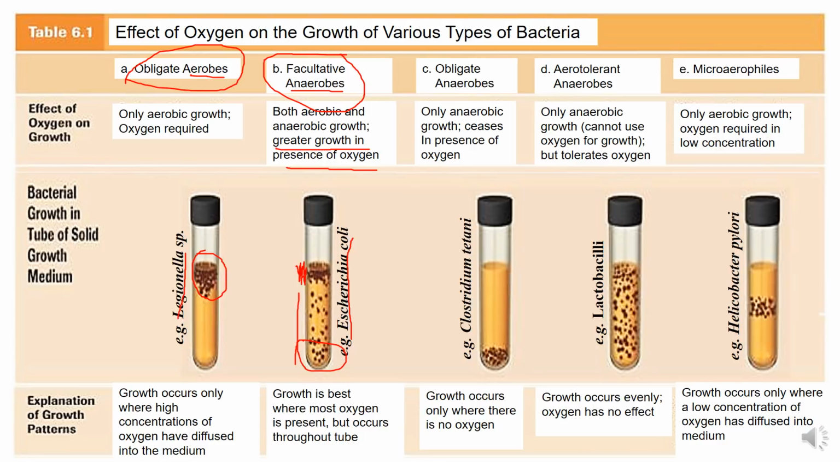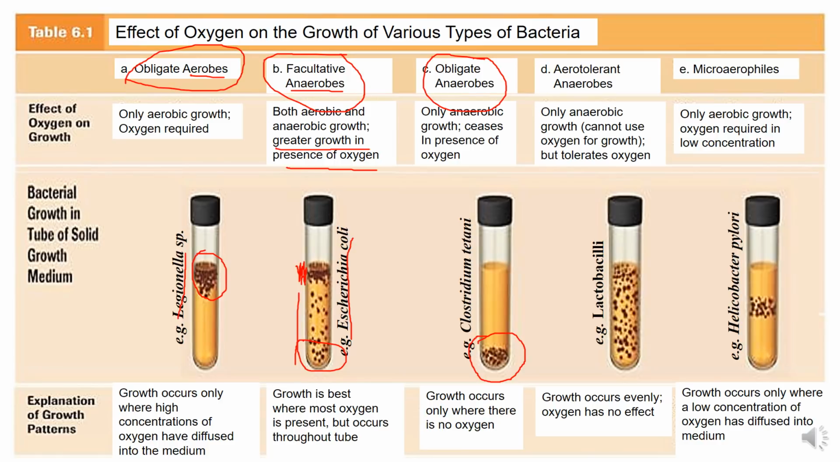Next, we have the obligate anaerobes. Obligate meaning they are true anaerobes. They only grow in the absence of oxygen. They are killed by the presence of oxygen. An example will be Clostridium tetani.